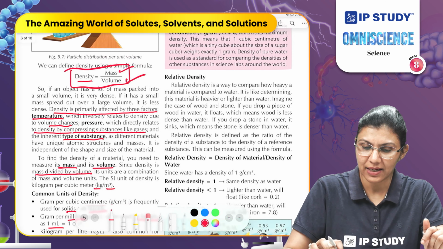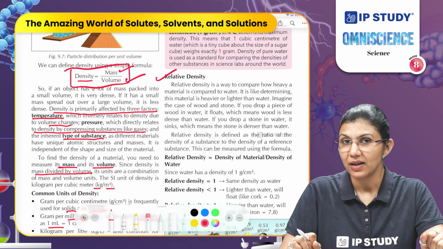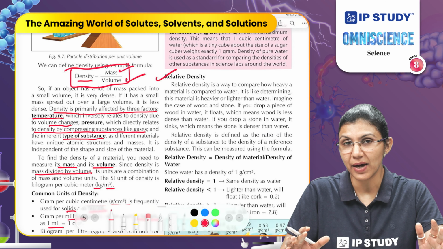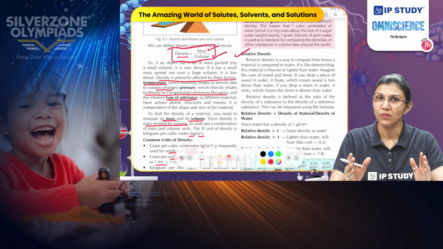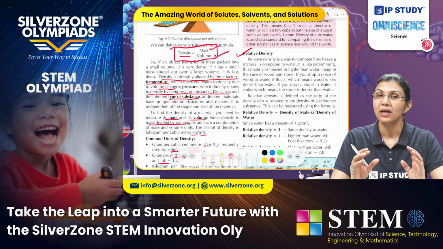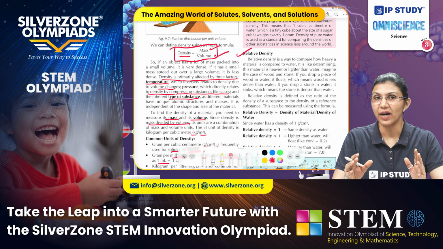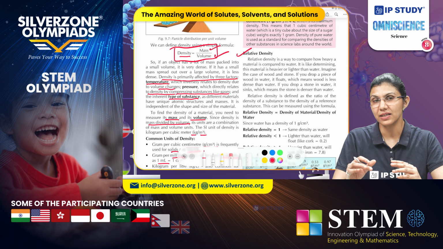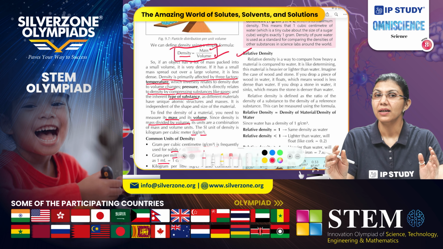Next is relative density. What is relative density? Relative density means we are comparing the density of a substance with the density of a standard substance, or standard density. What is that? We are using the density of water as a reference to find out whether a substance is heavier or lighter, and we find out their relative density.